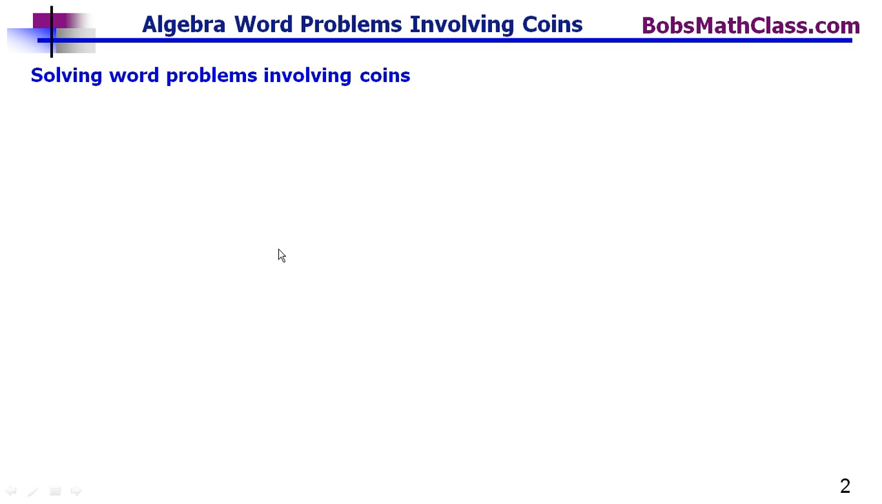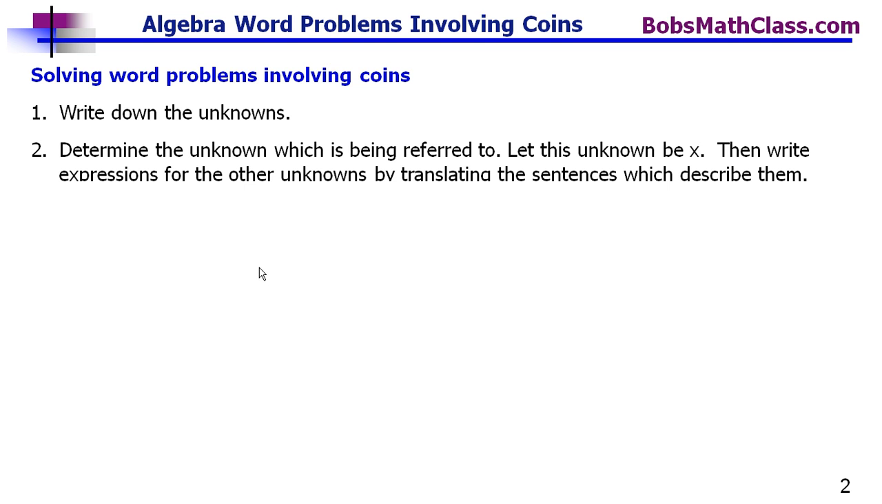So now let's get to our procedures for solving word problems involving coins. Number 1, write down the unknowns. If we're doing a problem that involves length and width, we wrote down length and width. Here we're doing a problem that involves coins. So if it's nickels, dimes, and quarters, then just write down nickels, dimes, and quarters. So that's our first step. Always write down the unknowns. What are we trying to find?